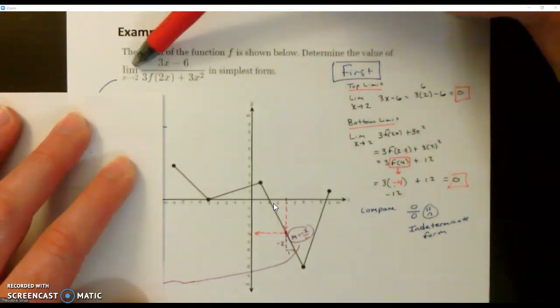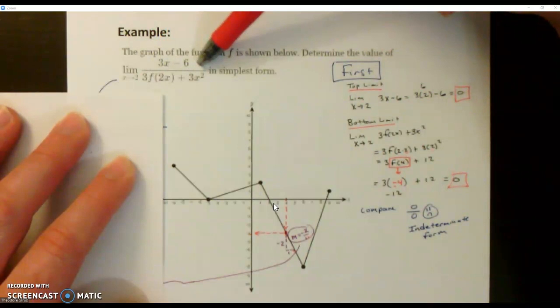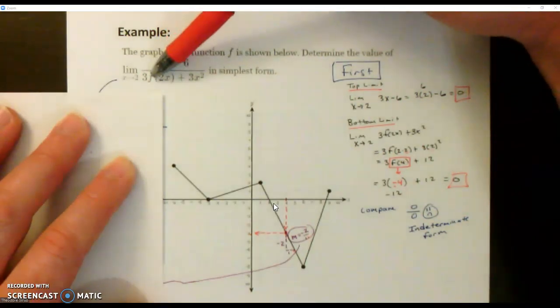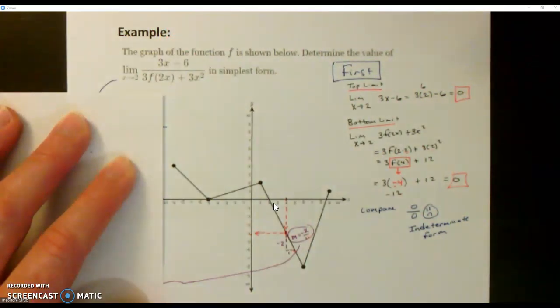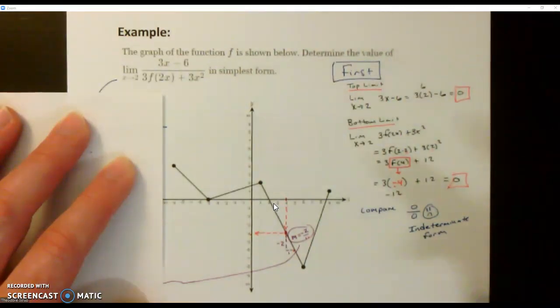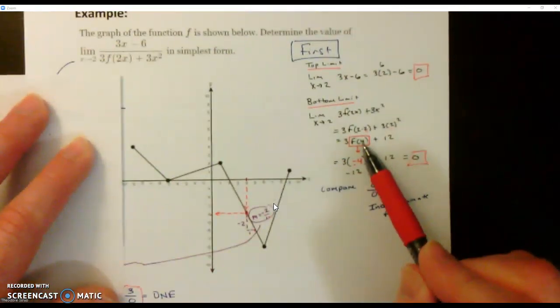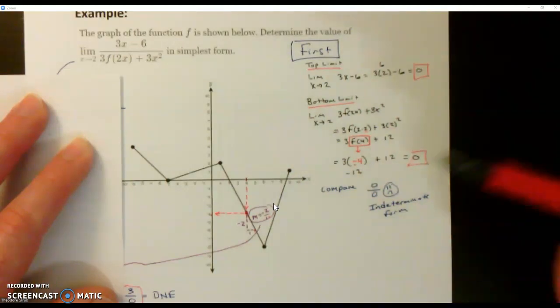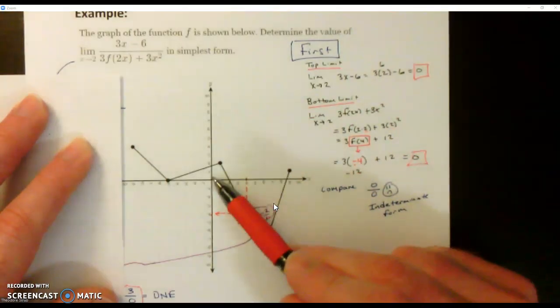So we're going to take the limit as x goes to 2 of this function. Notice there's an f in there, so we're dealing with function notation. Top limit, we're going to plug in 2, and we get 0. Bottom limit, if I plug in 2, notice right in the bottom here, we get 2 times 2 is 4, and they're asking me for f of 4. Well, what does that mean? F of 4 is what is the output when x is equal to 4.